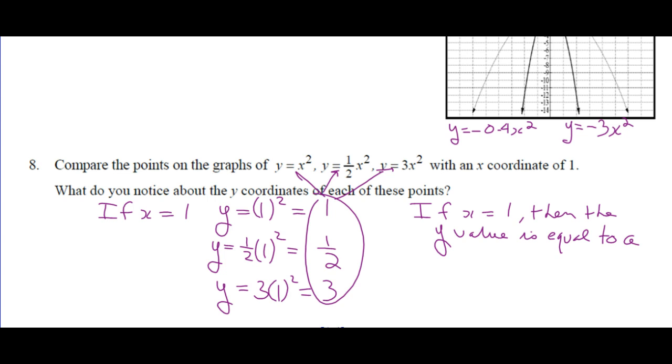Oh, hey, it's y equals ax squared. Okay. Good, we're a quarter of the way there. All right, everybody good?